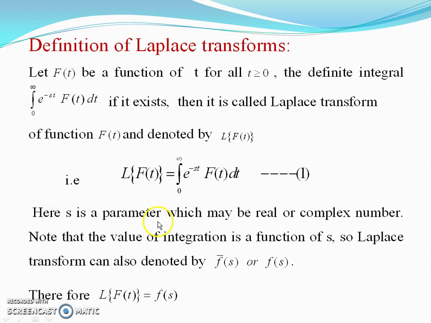Here s is a parameter which may be a real or complex number. Note that the value of the right hand side integral is a function of the parameter s, so the Laplace transform can also be denoted by the symbol f bar of s or simply f of s. Therefore, with this notation, L of f of t is equal to f of s.